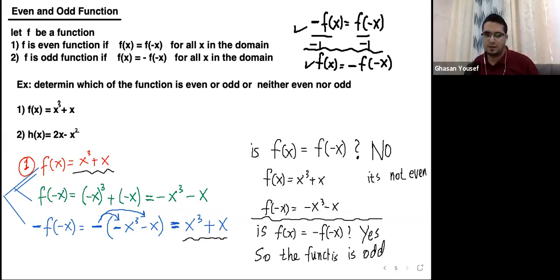Is it clear what I said here? How to check if the function is even or odd? Can you please explain it again? Okay. So first of all, for the first function here, you have to write f of x.